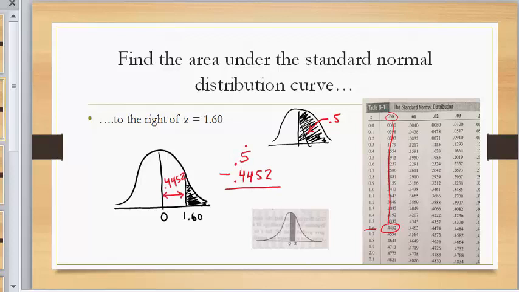All right? So think about that, whether that makes sense or not. 0.5 is the entire right-hand side. The 0.4452 is the part that we don't want, so we're going to take that off. And what we're left with should be the area of the shaded region. So this is going to be 0.0548. That will be our answer. And that will be the area of that shaded region.